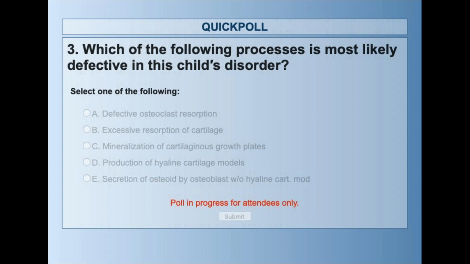Excellent. Thank you, Paris. I will go ahead and read these answer choices to you again, starting at the bottom. E, secretion of osteoid by osteoblasts without a hyaline cartilage model. D, production of hyaline cartilage models. C, mineralization of cartilaginous growth plates. B, excessive resorption of cartilage. And A, defective osteoclast resorption. So we'll give all of you a few more seconds here to respond. And then as always, we'll go over the correct and incorrect answer choices.